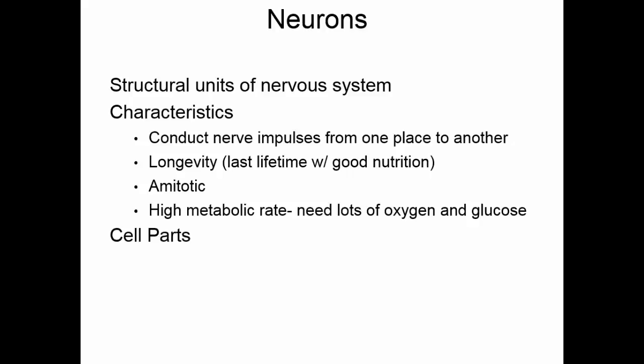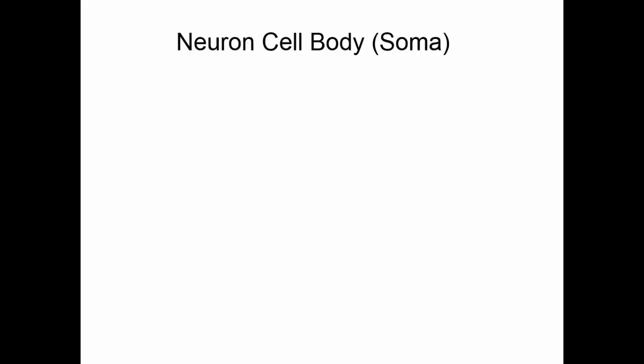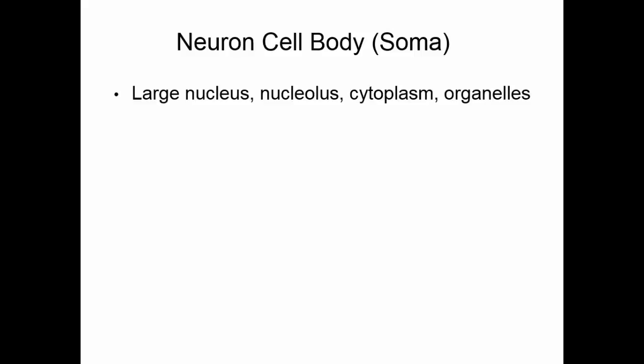There are three basic parts to a neuron. The dendrites are processes that extend away from the cell body. The axon is another process that extends away from the cell body. The neuron cell body, sometimes referred to as the soma, is the area of the cell that contains the nucleus, the nucleolus, a lot of the cytoplasm, and many organelles. This is the biosynthetic center of the neuron.